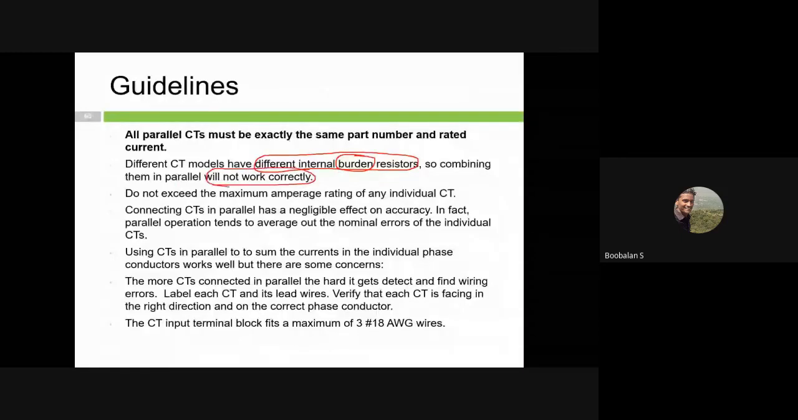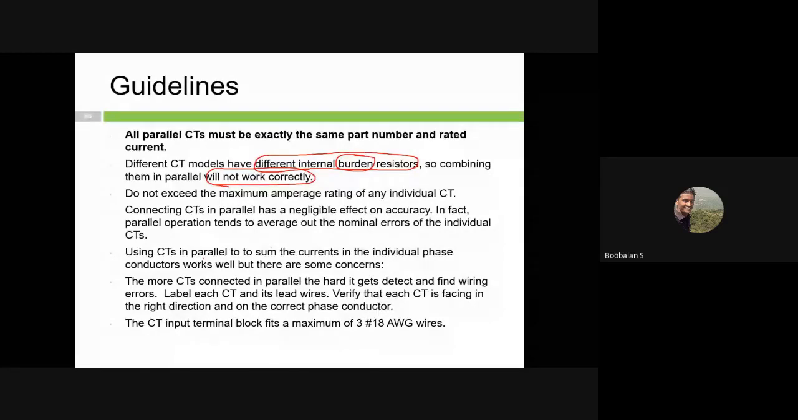While calculating parallel CT, we definitely need to look into the burden rate. Different burden meters will give different readings. Do not exceed the maximum ampere rating of any individual CT. For example, if one CT takes 100 ampere and another CT takes 200 ampere, it will definitely give you a different output rating. So while connecting in parallel, keep in mind that every CT should have the same rating. This is a very important thing.